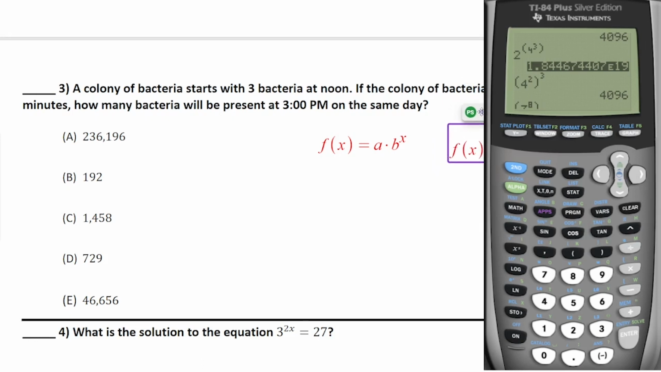It says how many bacteria will be present at 3 p.m. on the same day. So when did we start? Noon. So that's 3 hours later. So what we really want is 3 times 60. What would that be? 180 minutes. So we can see it's going to double. Let's see. If it's doubling every 30 minutes, then it should double 6 times. And so that's why this reduces to 6.